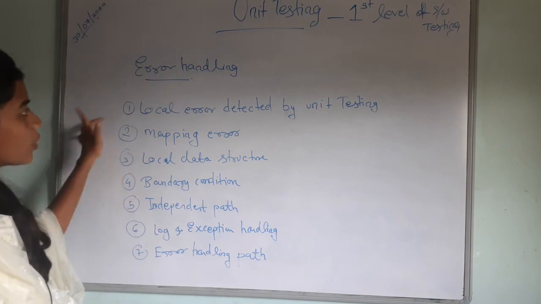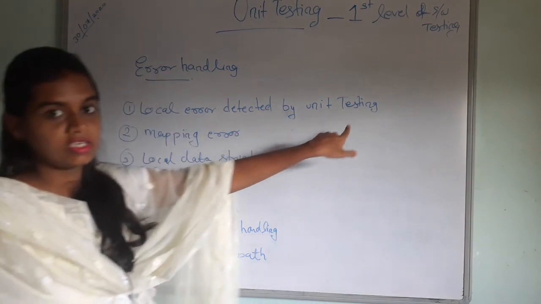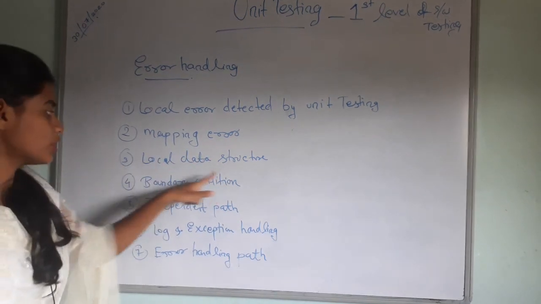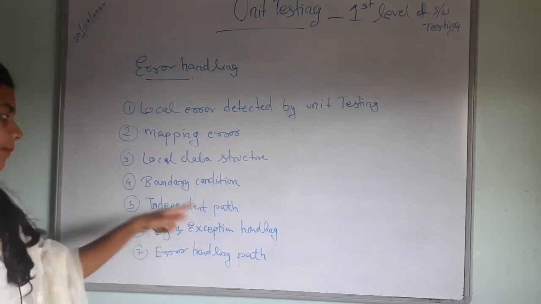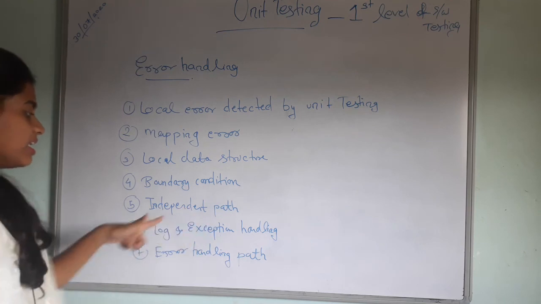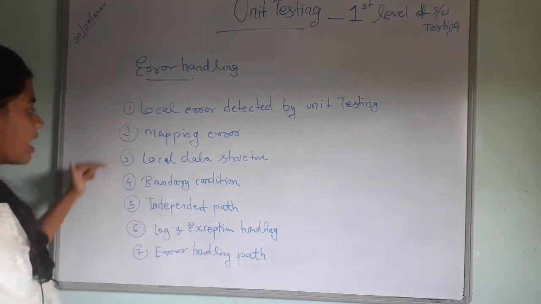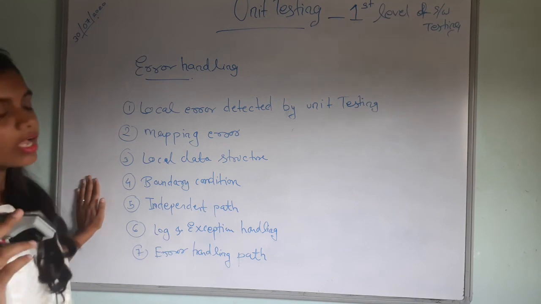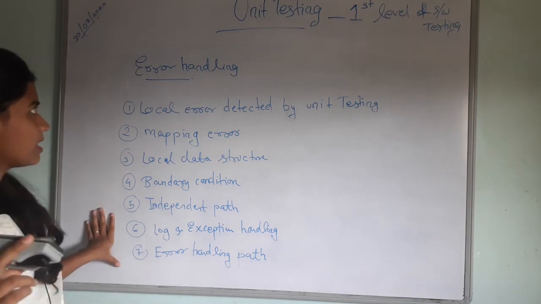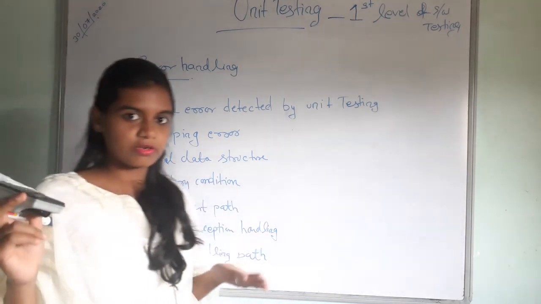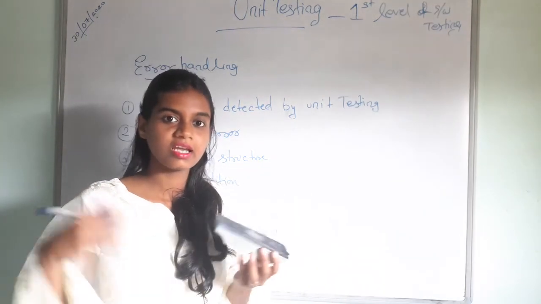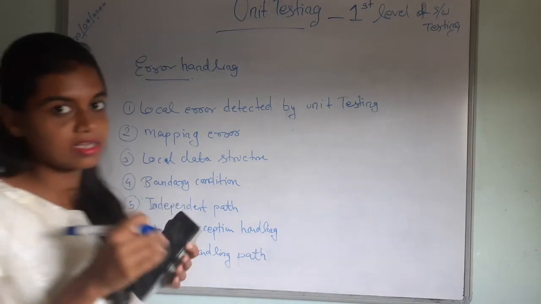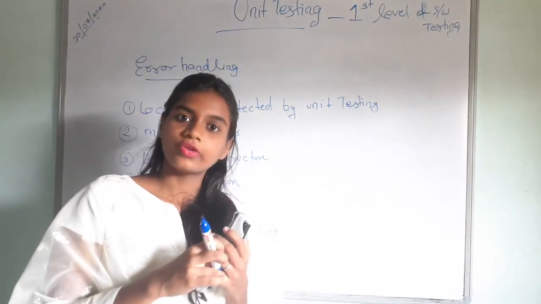The errors can be local errors detected by unit testing, mapping errors, local data structure, boundary conditions, independent paths, logs and exception handling, and error handling paths. So this is the list of error handling. There are many more. I have already written seven error handling parts, and if you want, you can write any other error handling too, because these are the errors that are detected by unit testing.